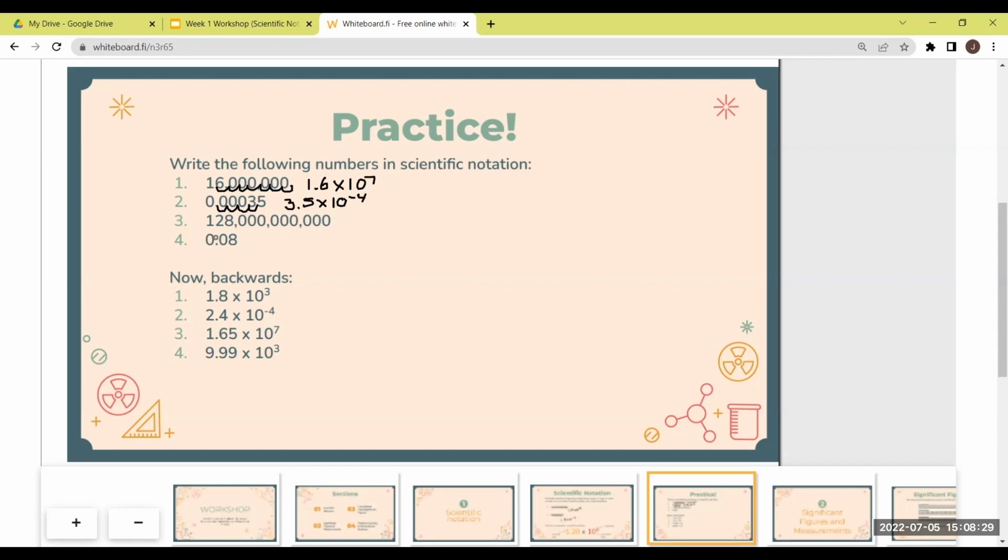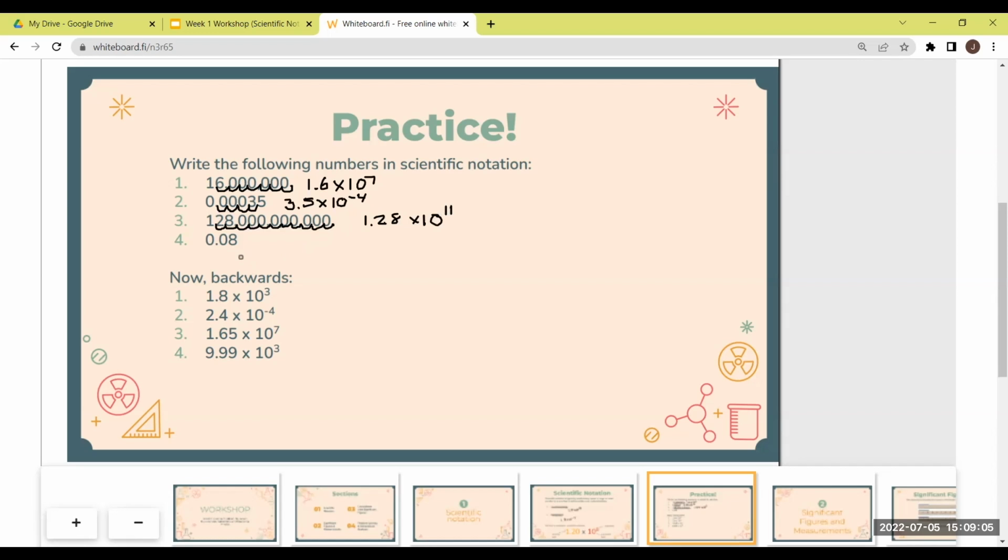This next number, we have 128 billion. So I'm going to put the decimal place here, and then I'm going to move it over to the left all the way until I get to a number between 1 and 10. So it's going to be 1, 2, 3, 4, 5, 6, 7, 8, 9, 10, 11. So this is going to be 1.28 times 10 to the 11.